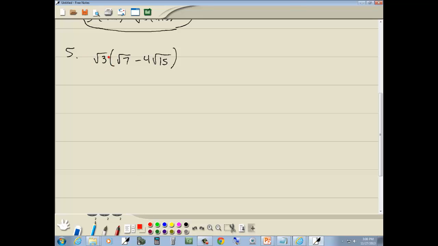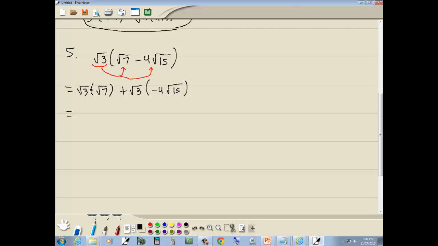Well, in this case, we have this radical right next to parentheses. That indicates we're going to use the distributive property. So we're going to take square root of 3 times square root of 7 and times negative 4 square root of 15. So we got square root of 3 times square root of 7 and square root of 3 times negative 4 square root of 15.